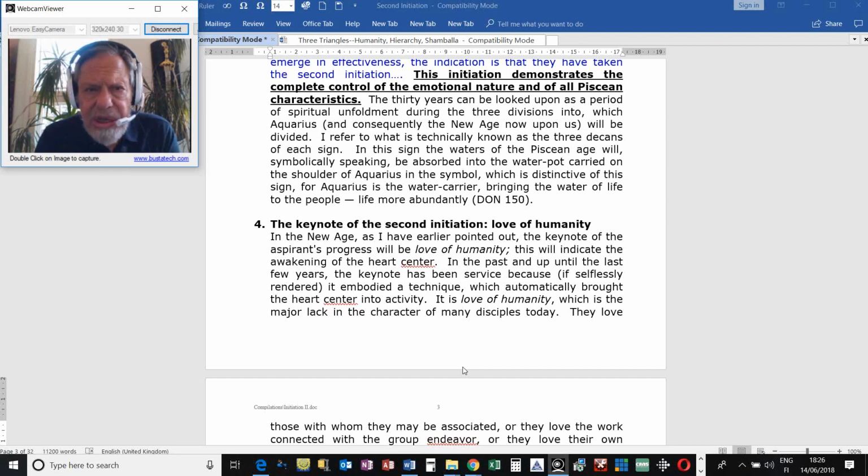In this sign, the waters of the Piscean age will, symbolically speaking, be absorbed into the water pot carried on the shoulder of Aquarius in the symbol, which is distinctive of this sign, a great labor to carry it on your shoulders, we're told. For Aquarius is the water carrier, bringing the water of life, dynamic, subjective energy which animates the etheric bodies and general personality of all aspiring souls, bringing the water of life to the people, life more abundantly. And so we certainly expect that life more abundantly, which is one of the reasons that Christ said he had come, that they may have life more abundantly, that this will characterize the Aquarian age.